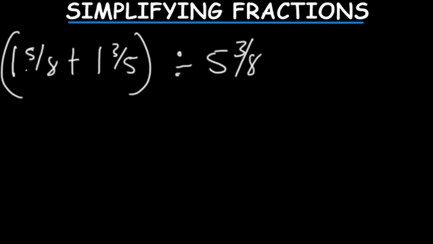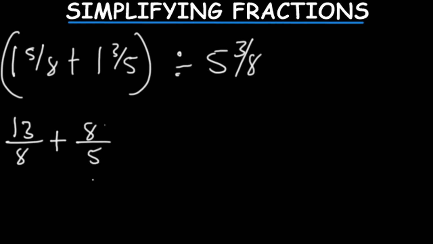Now let's convert it to an improper fraction by multiplying the whole number with the denominator and adding it to the numerator. So we have 1 times 8 to be 8. 8 plus 5, that's 13. So we have 13 over 8, plus 1 times 5 is 5. 5 plus 3, that's 8. So we have 8 over 5.